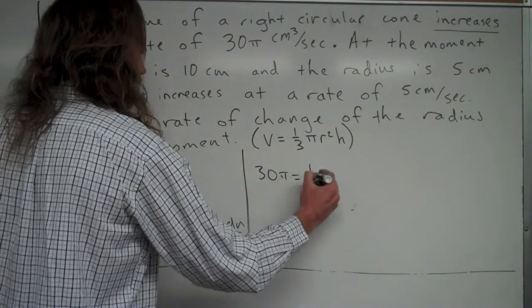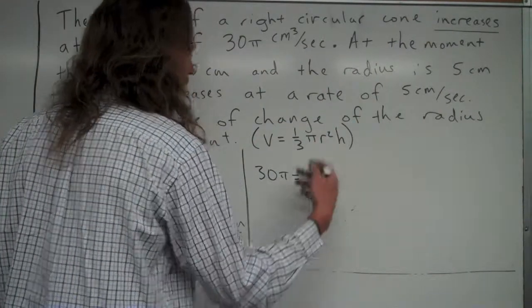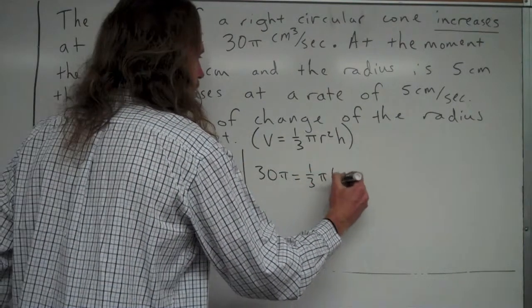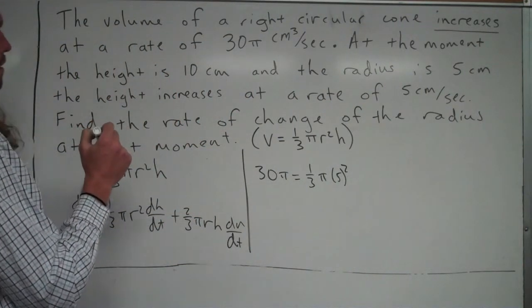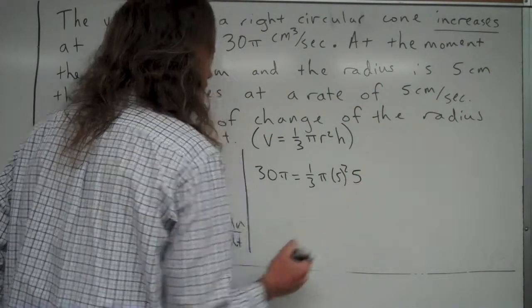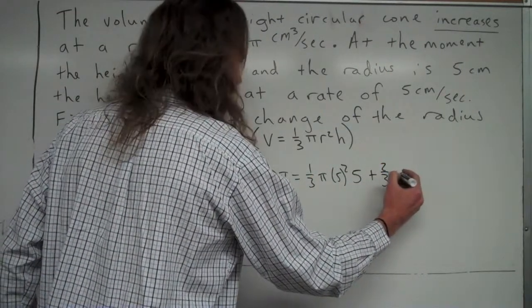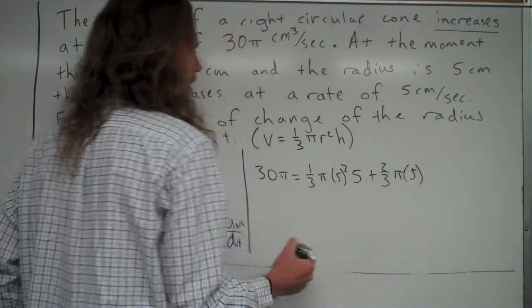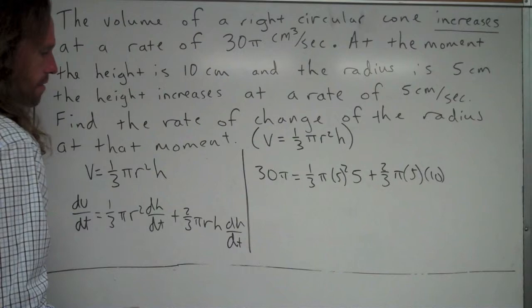So 30 pi, I'm putting this in where dv over dt was. Then I have equals 1/3 pi times r squared. At the moment that we're trying to figure out the rate of change of the radius, r is equal to 5. So that's why I'm plugging 5 in for r. So 5 squared, times dh over dt at that moment, which is equal to, what did we say? 5, okay, plus 2/3 pi, and then r is equal to 5, and h is equal to 10.